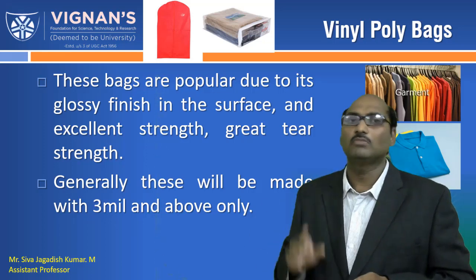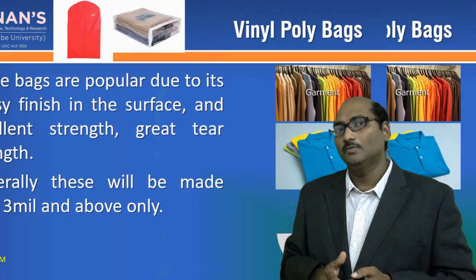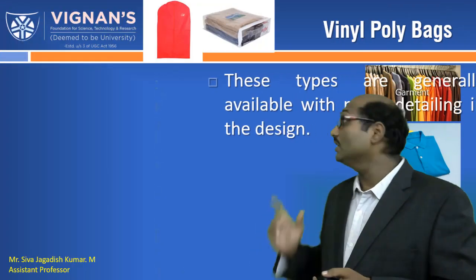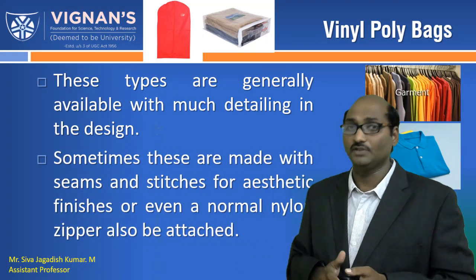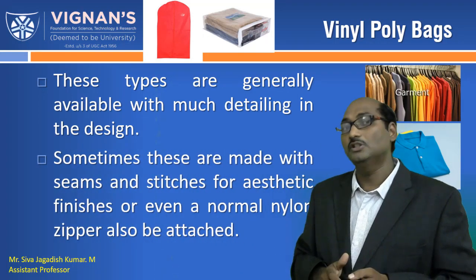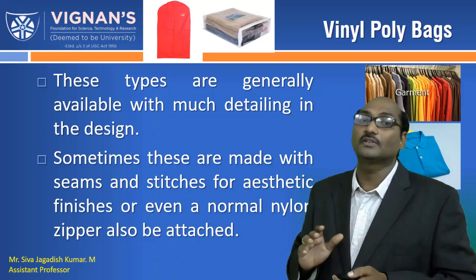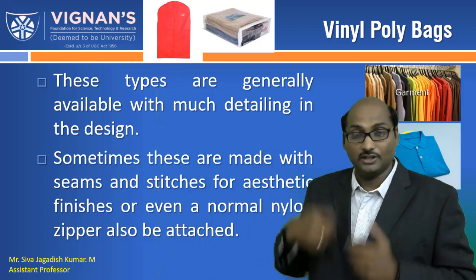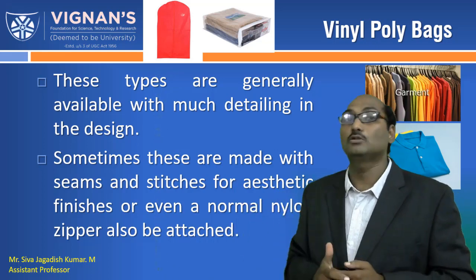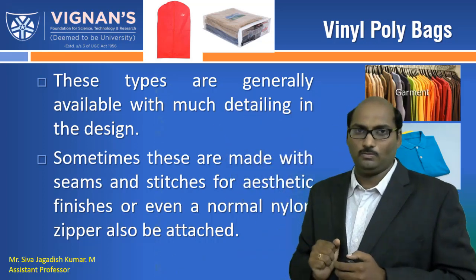Minimum is 3 mil, but generally available with 5 mil. So what happens is these are entirely different ones. These types are generally available with much detailing in terms of the design. Sometimes these are made with the seams, stitches and aesthetic finishes, or even a normal nylon zipper will be attached. Like the normal zipper, this type of zipper will also be attached to these types of vinyl polybags.